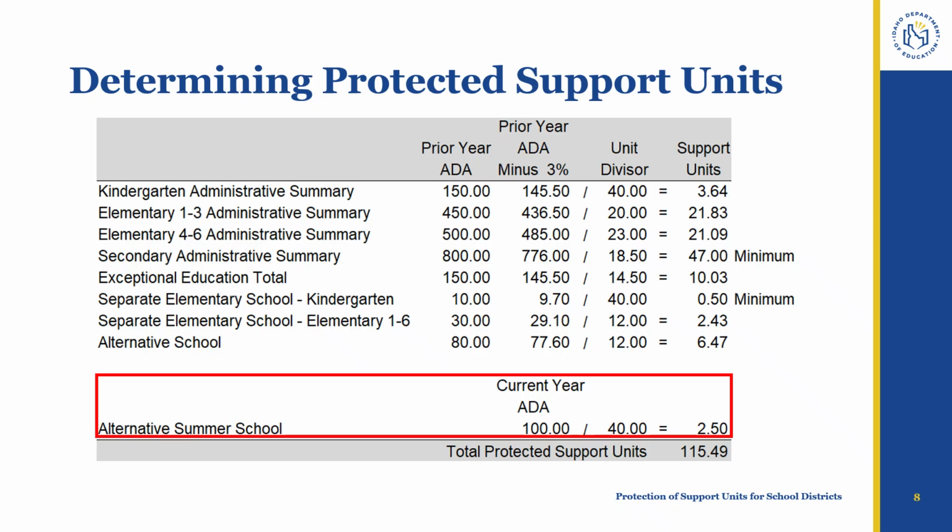We have good news. If you are within the current year, there is a report that shows the calculation of protected support units. The report is called the Attendance Protected Support Unit Calculation Report. Unfortunately, if you are estimating for the upcoming year, you'll need to calculate the total protected support units manually, as the report is unavailable until school begins in the fall.